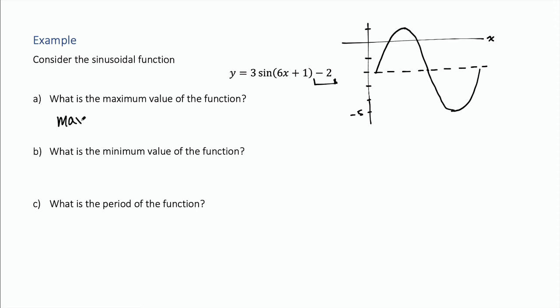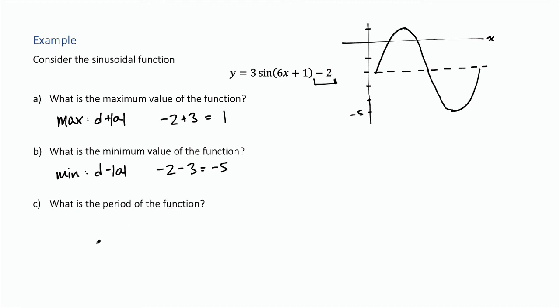In general, my maximum is at D plus A. Whatever that number is, make sure you're adding. So in this case, it's -2 plus 3, which is 1. So the maximum is 1. The minimum value is D minus A. That would be -2 minus 3, which is -5. That's the minimum. You do have to be careful, because sometimes this number might be written as a negative, in which case just make sure you force it positive first in order to get the maximum and minimum.